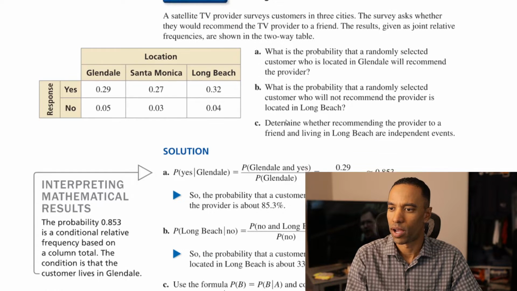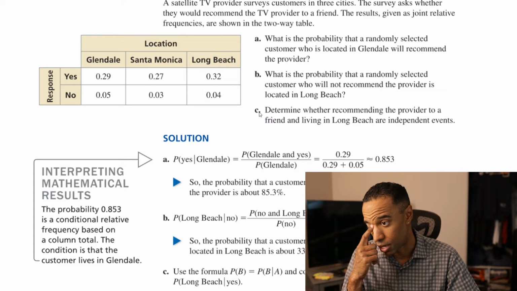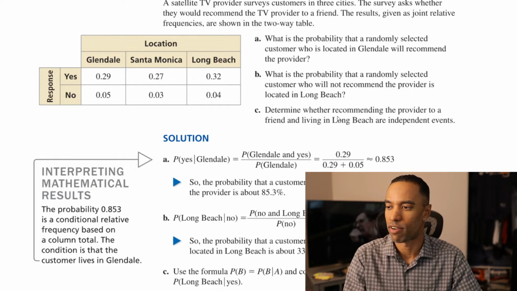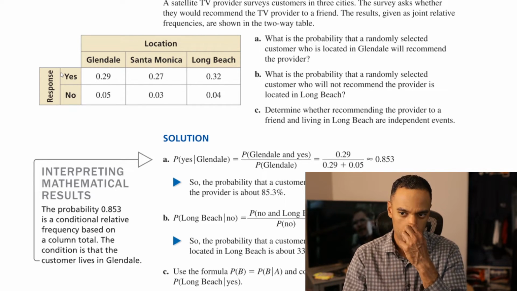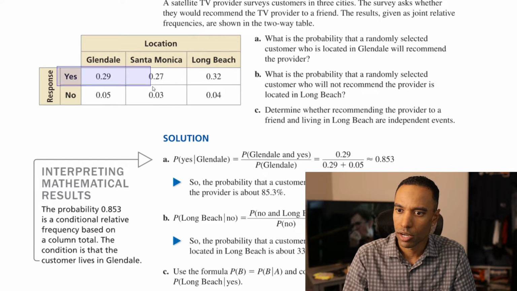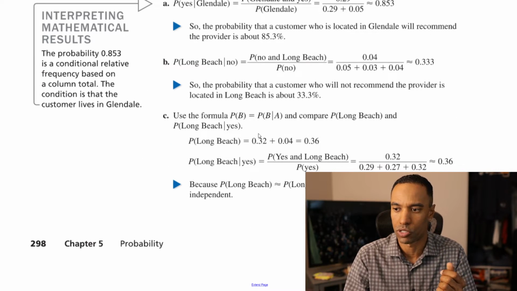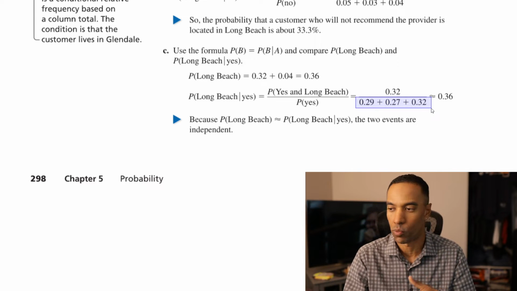And then the last one, determine whether recommending the provider to a friend and living in Long Beach are independent events. Well, we've seen that from independent and dependent events in section 5.2. So what we have, recommending the provider to a friend. Here's recommending to a friend, okay? And now that total would be 0.29 plus 0.27 plus 0.32. And that's shown, I'm trying to scroll down. That's this one right here. That's this total. Remember, that's not necessarily one.